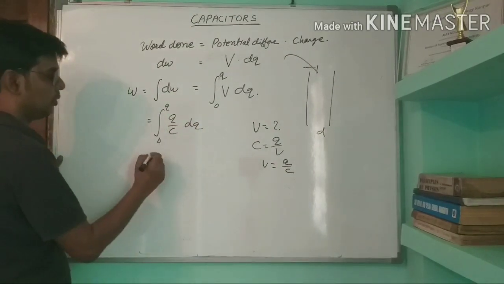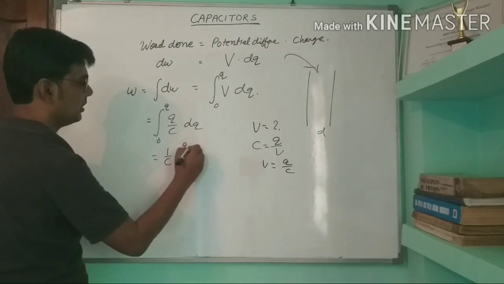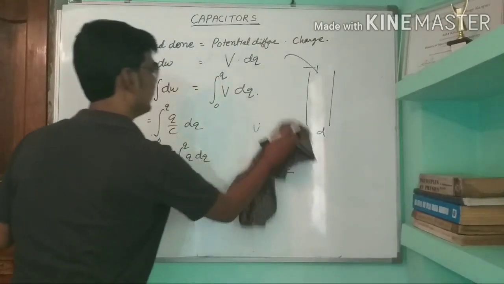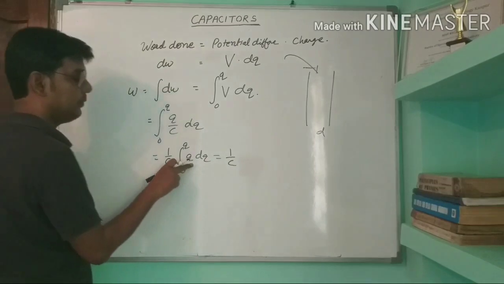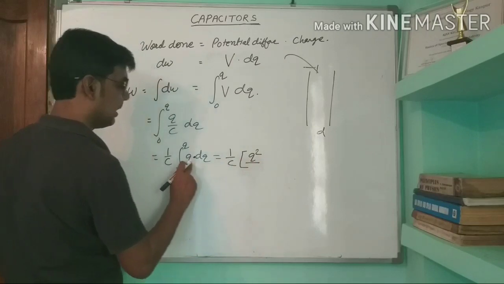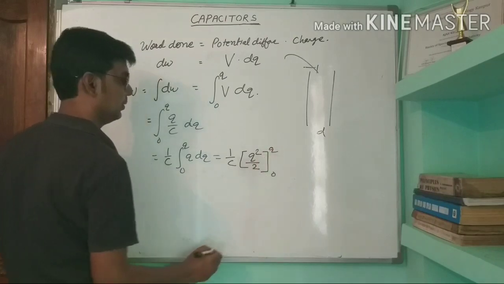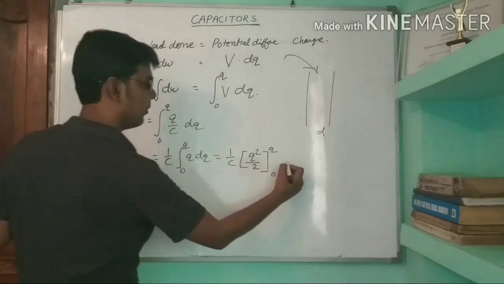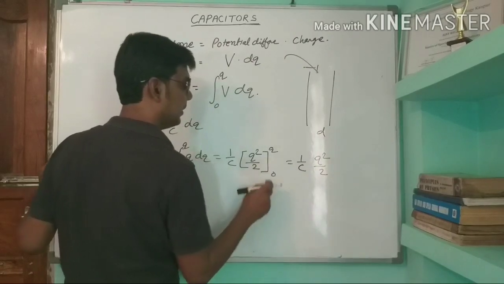So this C is the capacitance, so I will take it out. So 1 by C integral from 0 to Q of Q dQ. So that will be equal to 1 by C, and if we integrate Q, it will come Q square by 2 from 0 to Q. So that is equal to 1 by C into Q square by 2 finally.